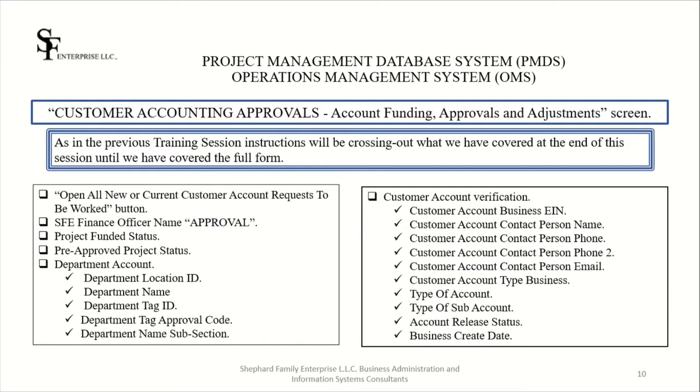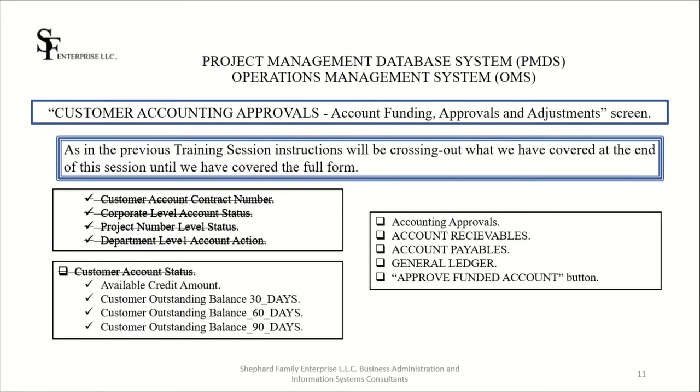As in the previous training sessions, we'll be crossing out what we have covered at the end of this session until we have covered the full form. Again, as an example, when we finish going over all the new and current customer related requests to be worked, we cross it out. Shephard Family Enterprise or Finance Office approval, cross it out. Project funded status, cross it out, and so forth and so on, until we have completed all the different aspects of that form so that you have a full understanding of exactly what to do once you are working with this application.